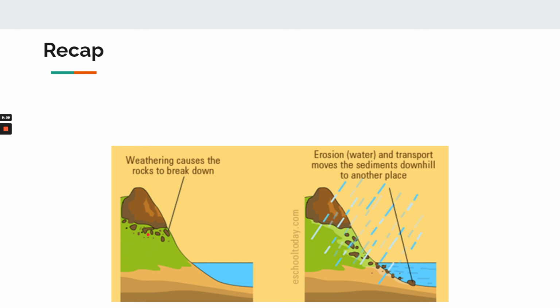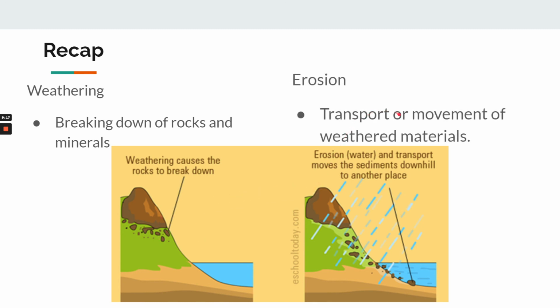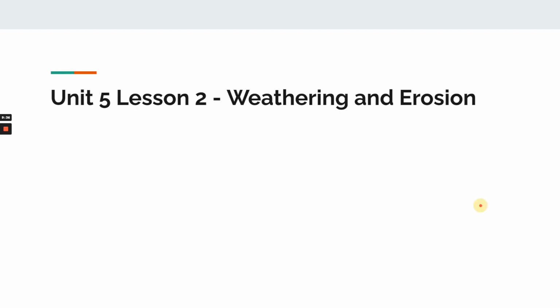And just to recap, because I don't want us to get confused, weathering is the breaking down of rocks and minerals. So they're breaking down. Erosion is the transport or movement of weathered materials. So here I have water erosion transporting the sediments down the hill. So they broke here, and then it rained, and they moved downhill. Now, you could also have weathering happening while they're moving downhill, but they are separate processes.